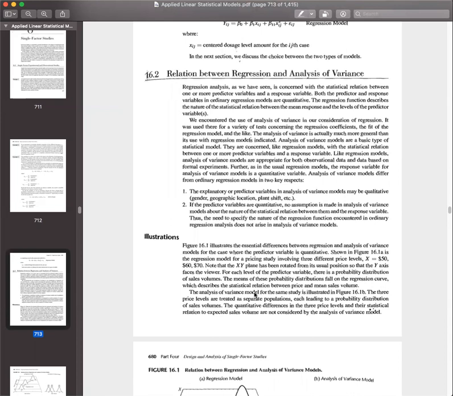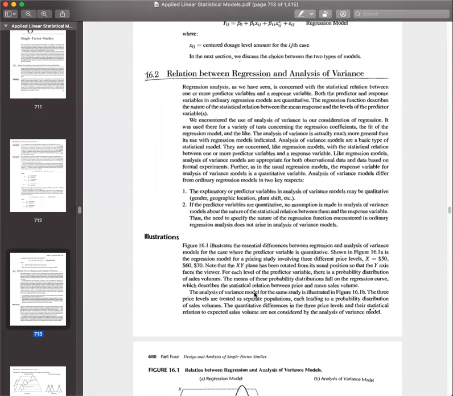Regression analysis, as we have seen, is concerned with the statistical relation between one or more predictor variables and a response variable. Both the predictor and response variables in ordinary regression models are quantitative. The regression function describes the nature of the statistical relation between the mean response and the levels of the predictor variables. Analysis of variance models are a basic type of statistical model. They are concerned, like regression models, with the statistical relation between one or more predictor variables and a response variable. Like regression models, analysis of variance models are appropriate for both observational data and data based on formal experiments. Further, as in usual regression models, the response variable for analysis of variance models is a quantitative variable.